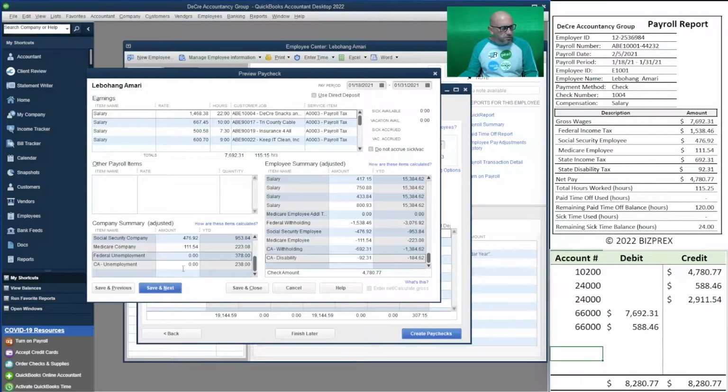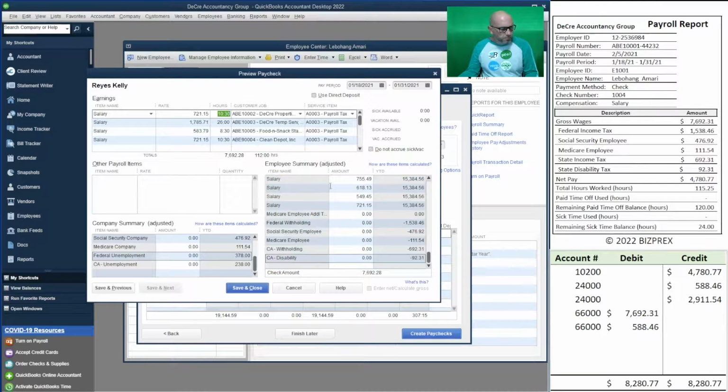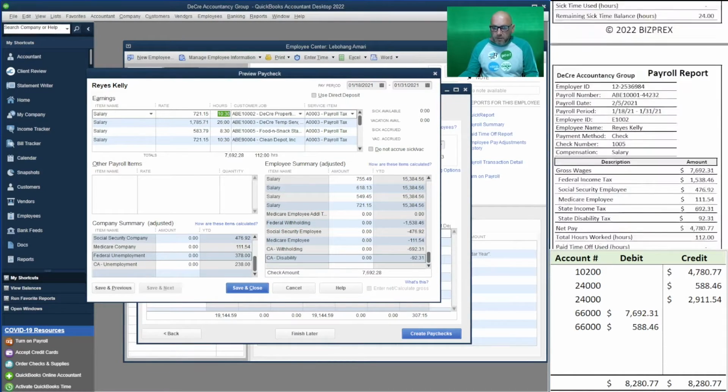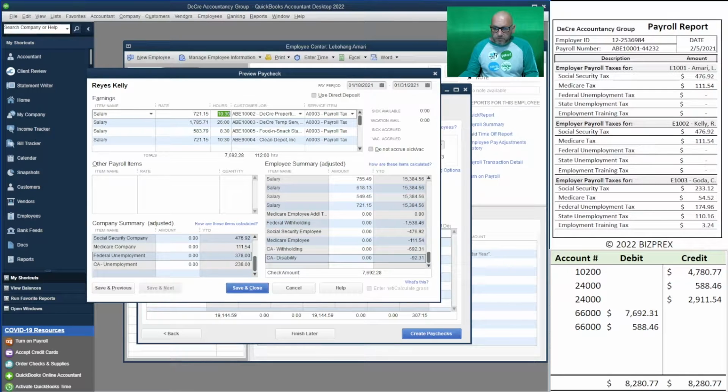And we can continue with our pay. It will book right after we complete this payroll run. If we don't complete it, none of this will take place. But as soon as we finish it, all of this will post. And we'll show you in the aggregate how it posts. So let's continue.